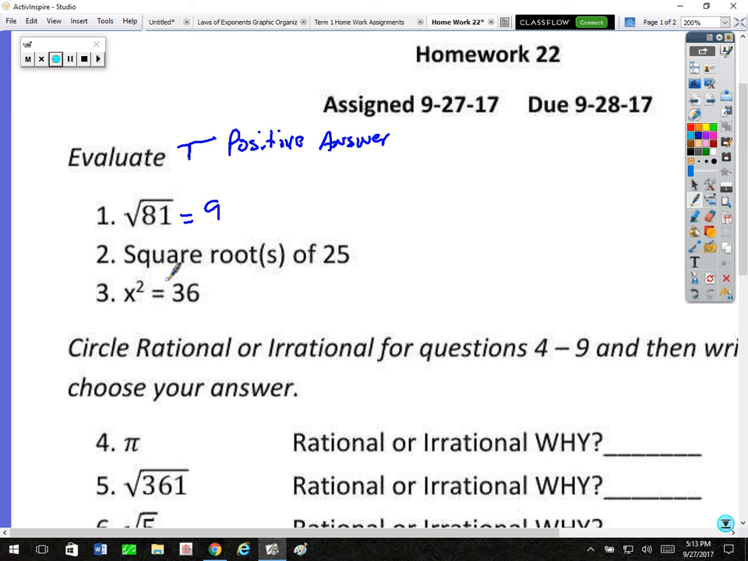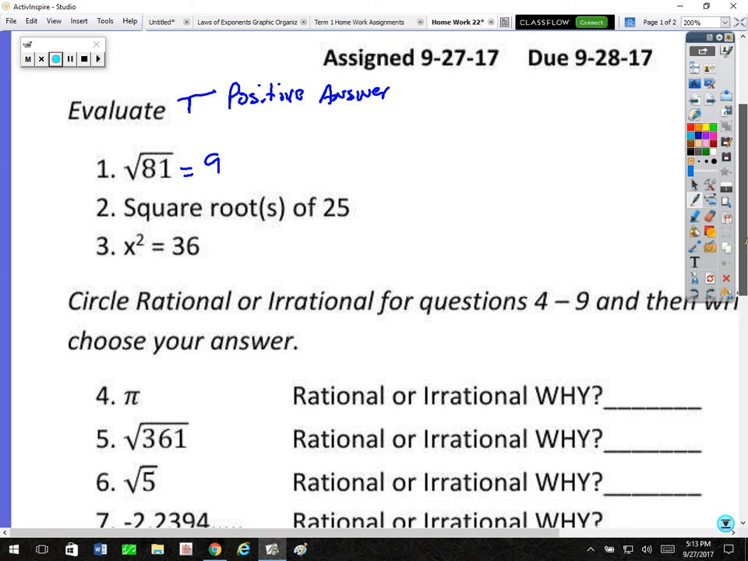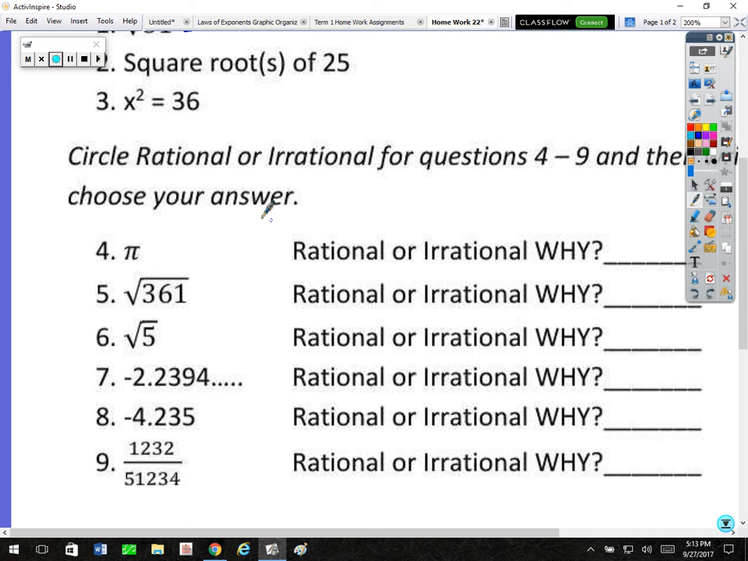And the other two, you don't see the radical sign, so you should be giving me something other than a positive answer. Alright, number 2, circle rational or irrational. Remember what we talked about in class, the only 3 types of irrational numbers that we're going to fool with in 8th grade: pi, a non-terminating, non-repeating decimal, or a non-perfect square root. So unless it's one of these 3 numbers, it's going to be rational.